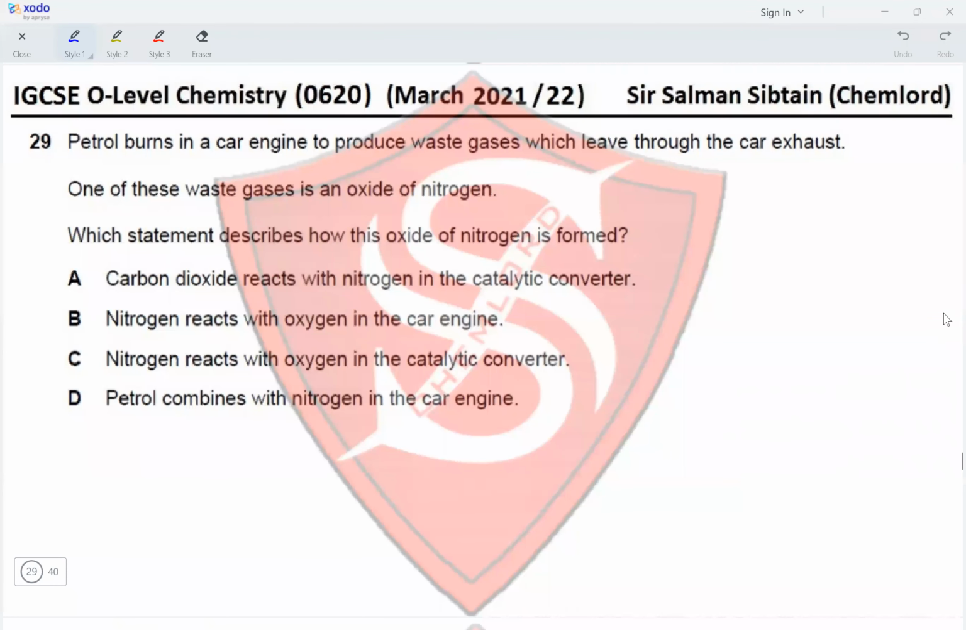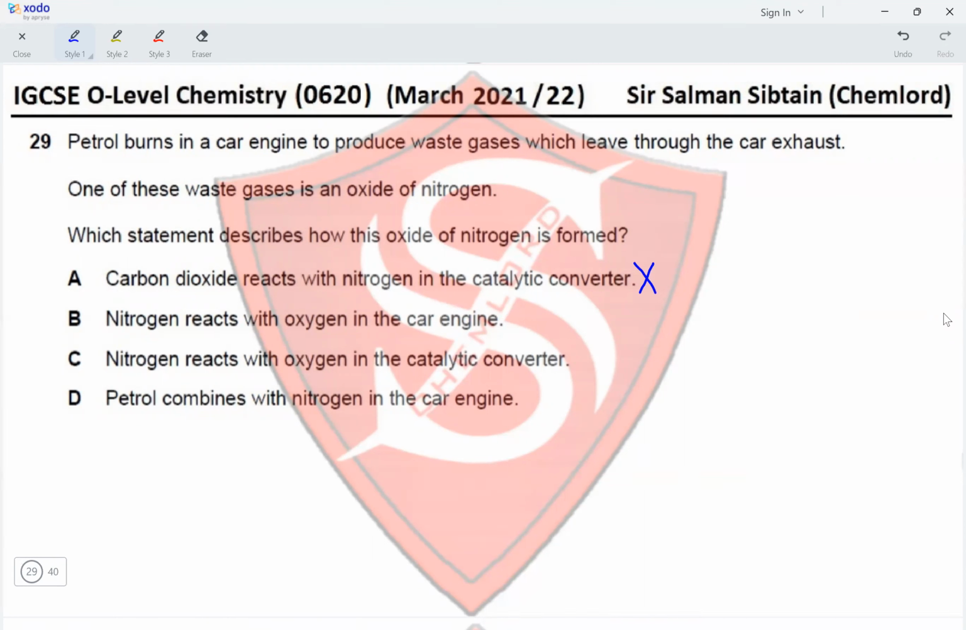Question 29. Petrol burns in a car engine to produce waste gases which leave through the car exhaust. One of these waste gases is an oxide of nitrogen. Which statement describes how oxide of nitrogen is formed? Carbon dioxide reacts with nitrogen in the catalytic converter? No. Carbon dioxide does not react with nitrogen, it reacts with nitrogen monoxide. So this is incorrect.